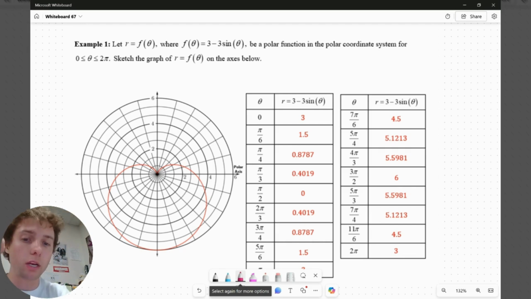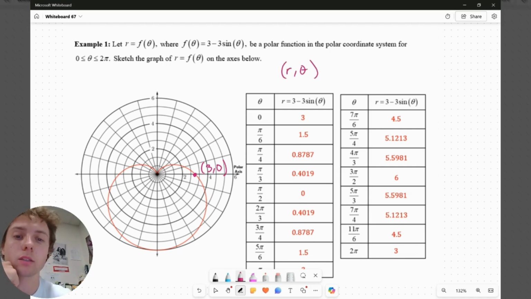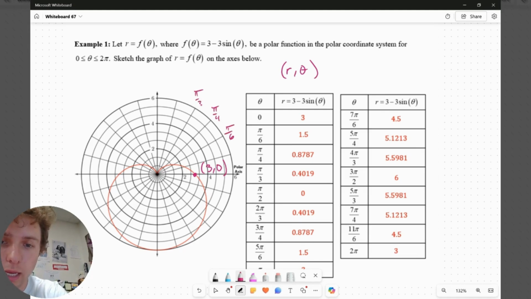For example, this first coordinate means that the angle is 0, so we're not rotating at all, but we need to go out to a value of 3. We call that r comma theta, which is 3 comma 0. Remember that's our order for plotting these, or for our coordinates. The next one has an angle of pi over 6. If we need to label those over here, we can. And we now should be at 1.5.